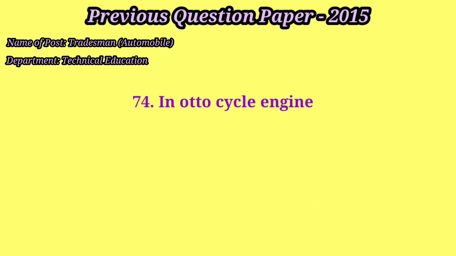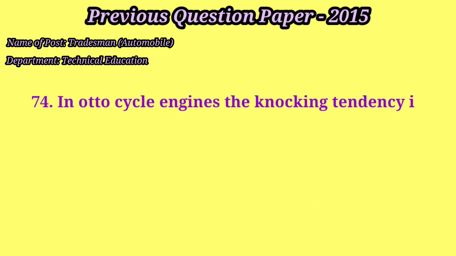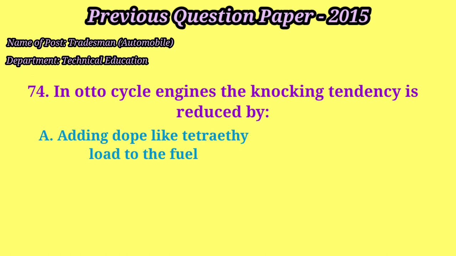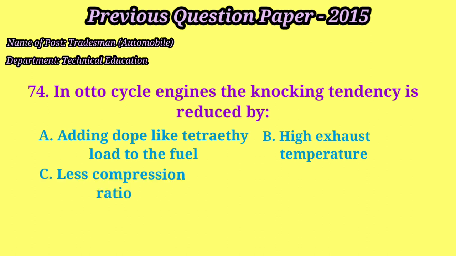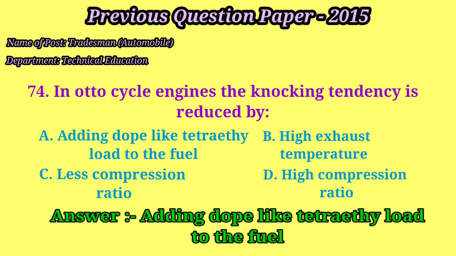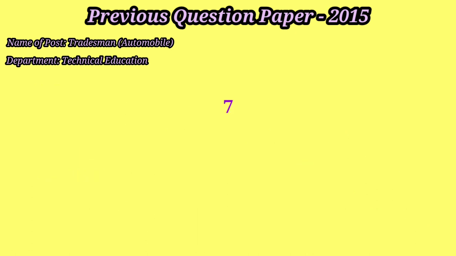74. In auto cycle engines, the knocking tendency is reduced by A. Adding dope like tetraethyl lead to the fuel. B. High exhaust temperature. C. Less compression ratio. D. High compression ratio. Answer: Adding dope like tetraethyl lead to the fuel.